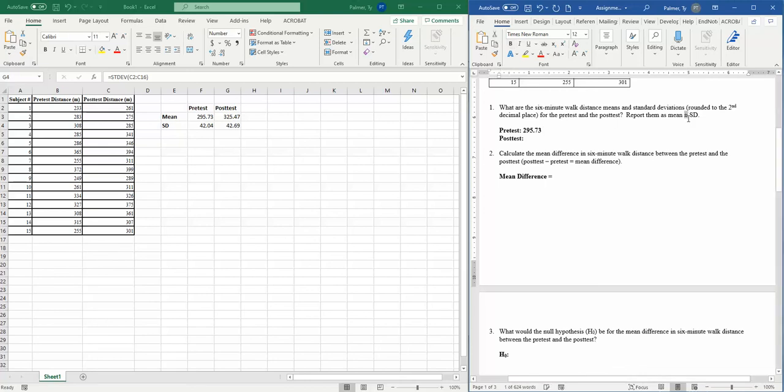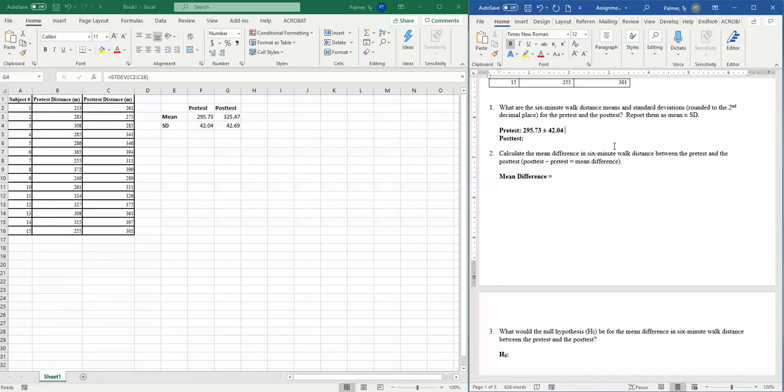We can copy and paste this plus or minus sign and then put it here in our answer. Again, it says for us to report it as the mean plus or minus standard deviation. So here's our mean plus or minus. The standard deviation, if you look over at the Excel sheet, is 42.04 for the pretest. Let's bold this.